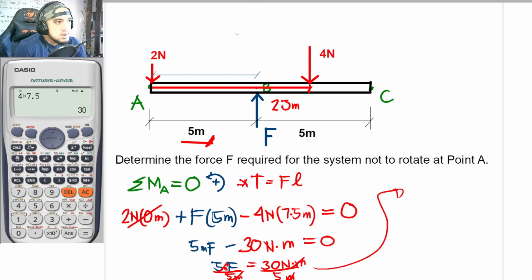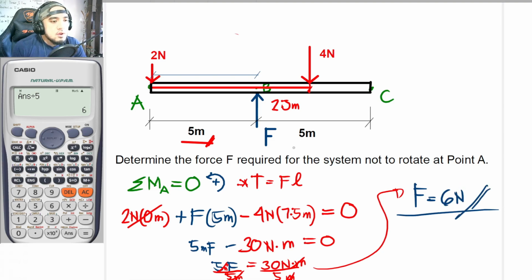So F is now equal to 30 divided by 5, so 6 Newton. So this is now equal to 6 Newton. So the final answer: this system must have a force F located here for the system not to rotate at this particular point.